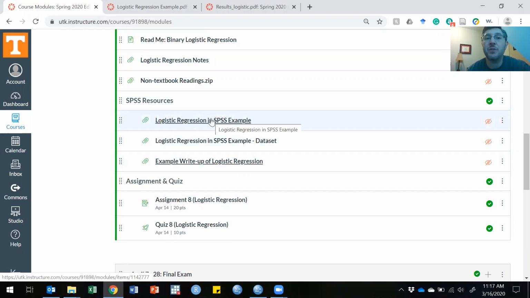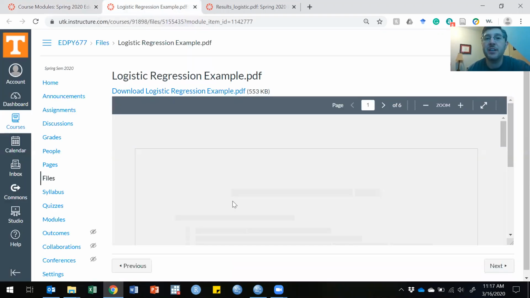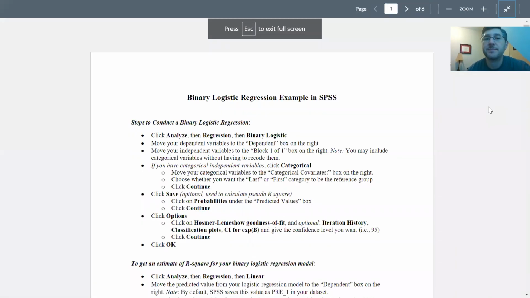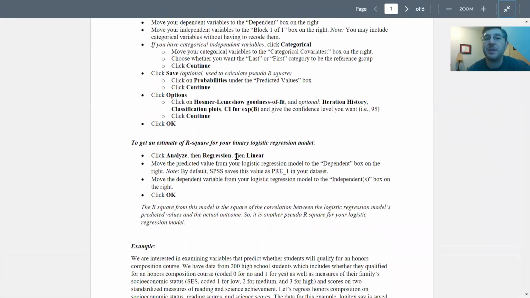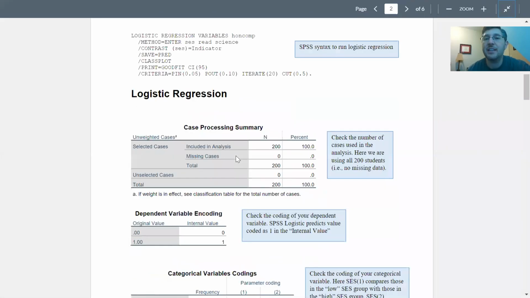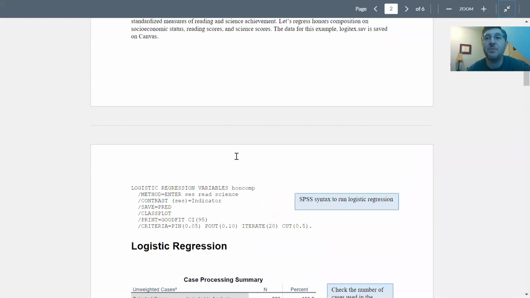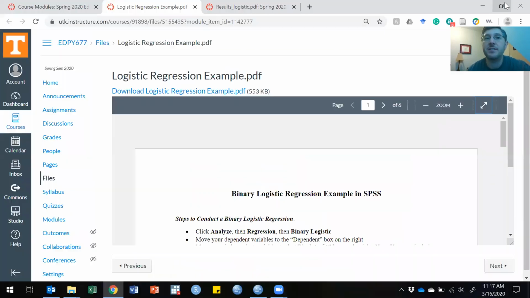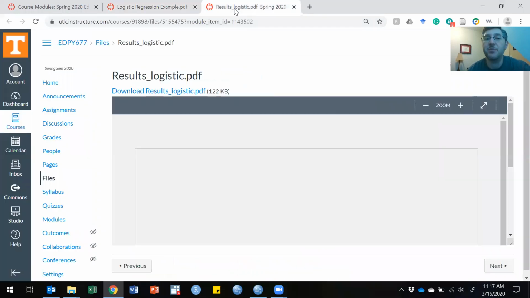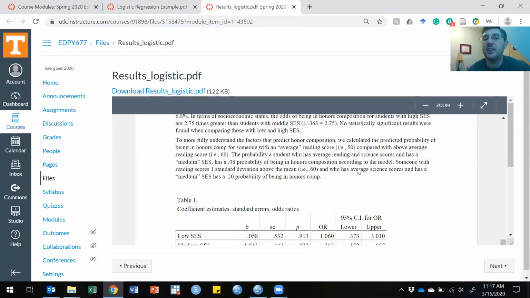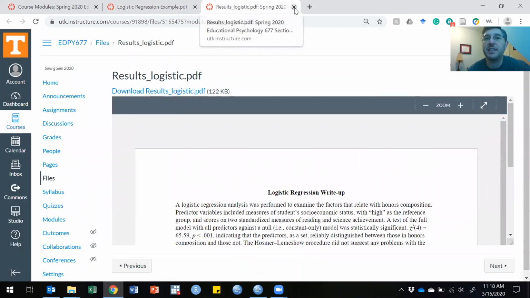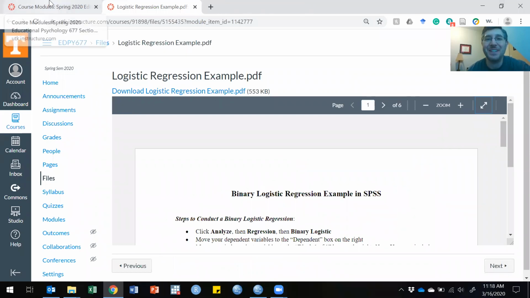So if you want to follow along, you can see here my notes on how to conduct logistic regression analysis in SPSS, and the annotated output. You can also find the example results section on SPSS on Canvas as well.